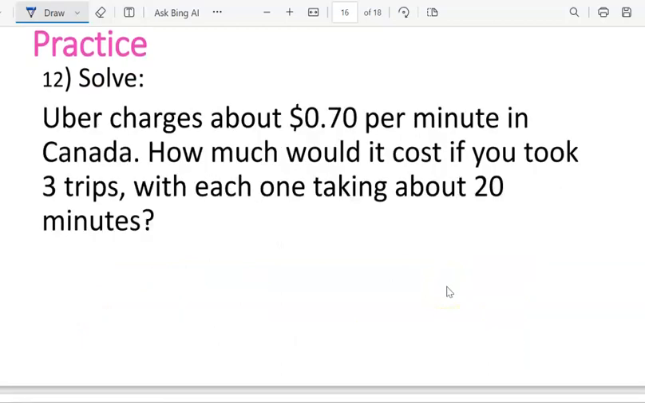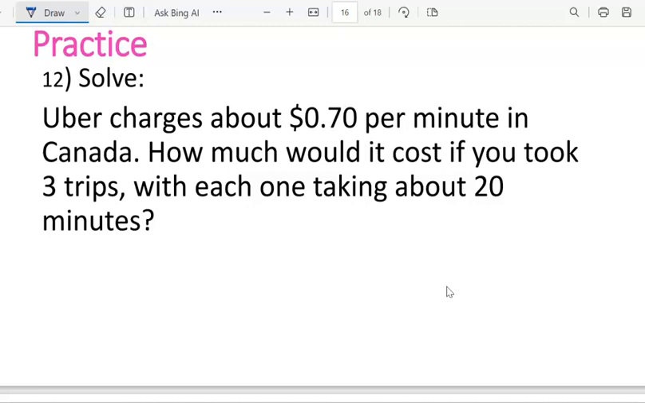Taking a taxi or an Uber or renting a vehicle can work this way. Even if we have a total price, we could factor in the fact that we've got to charge, and Uber charges either per minute or per kilometer. So when I did my research, it's about 70 cents per minute in Canada to take an Uber. So how much would it cost if you took 3 trips, each one at 20 minutes? So we have a total cost that we're looking for.